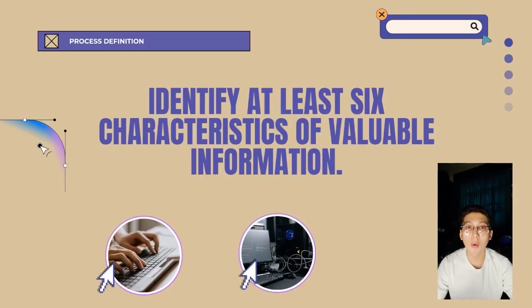Here are the 6 valuable characteristics of information. 1. Accurate. Information must be correct and reliable. Inaccurate information can lead to poor decisions and waste resources. 2. Relevant. Information should be applicable to the task or decision at hand. Unrelated information is simply clutter.